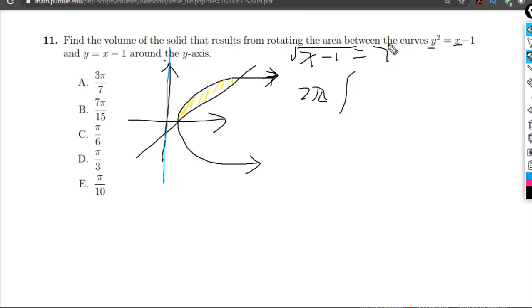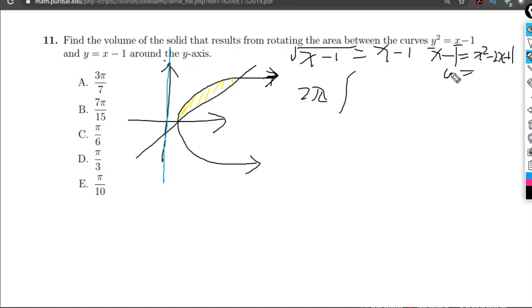x to y equal to x minus 1. That would be x. Oh, that doesn't equal x minus 1, it equals x minus 1 squared, which is x squared minus 2x plus 1, and then move all the stuff to one side.